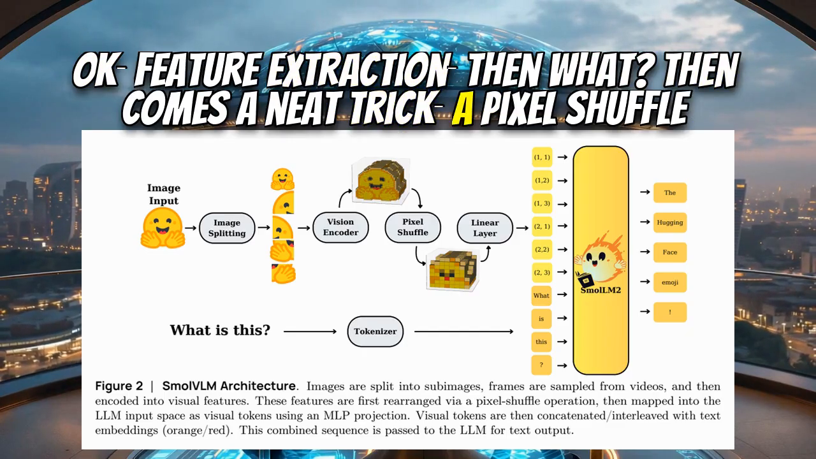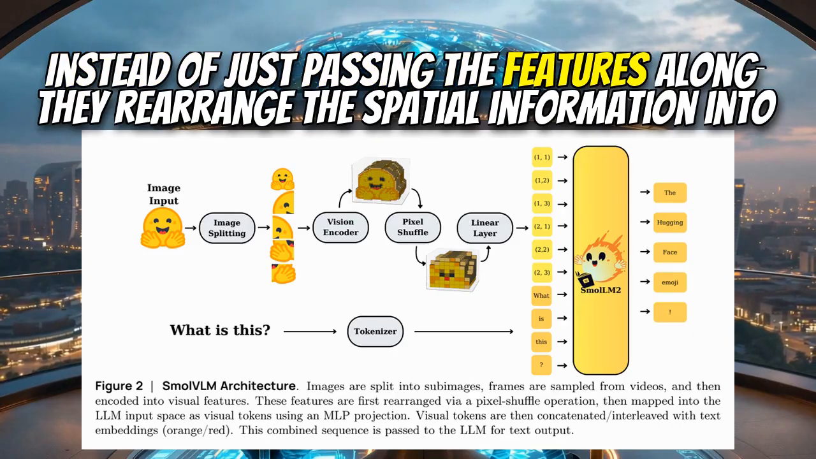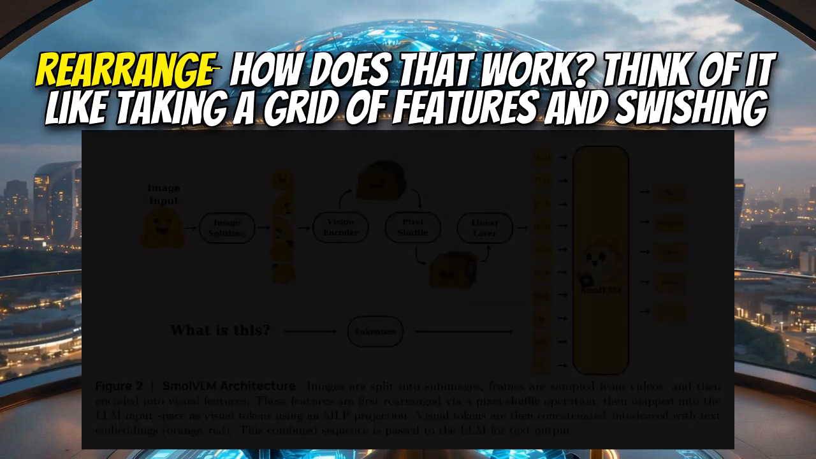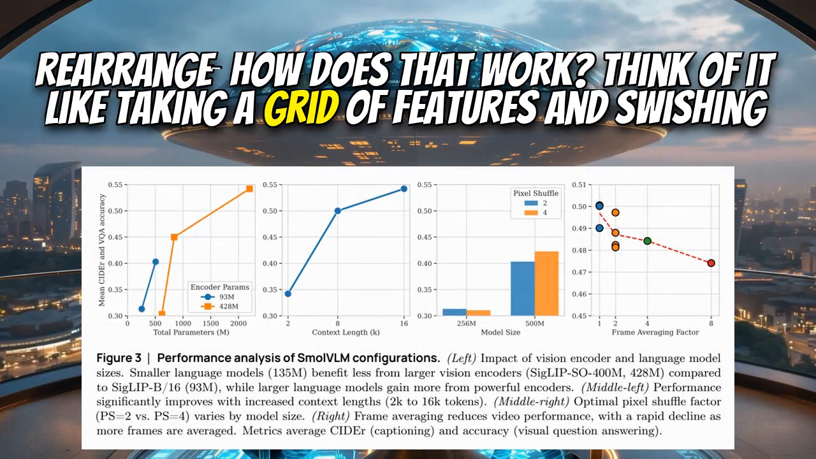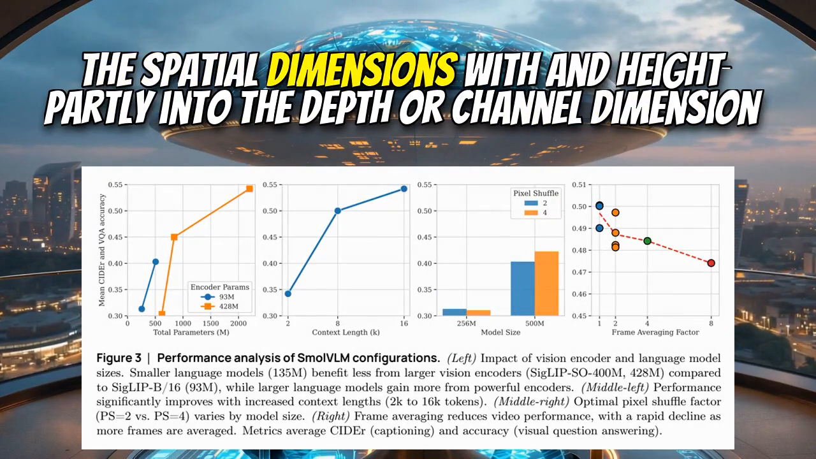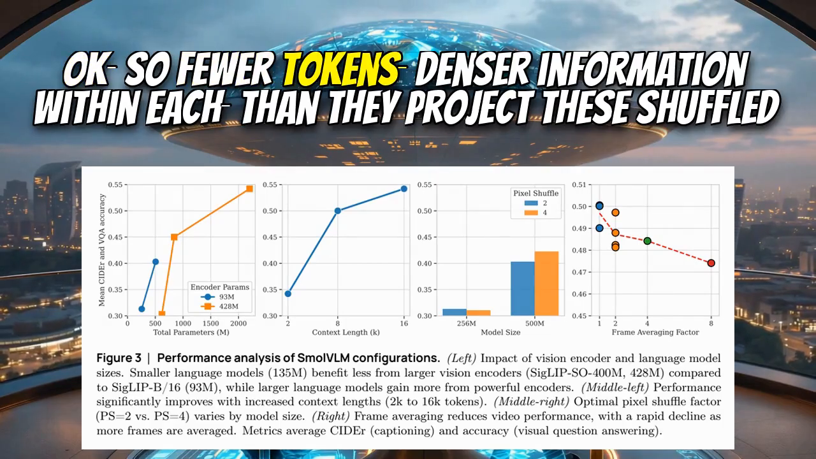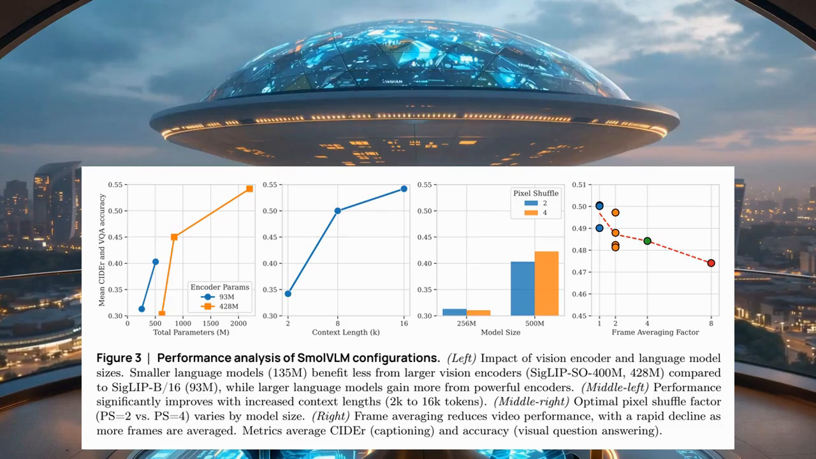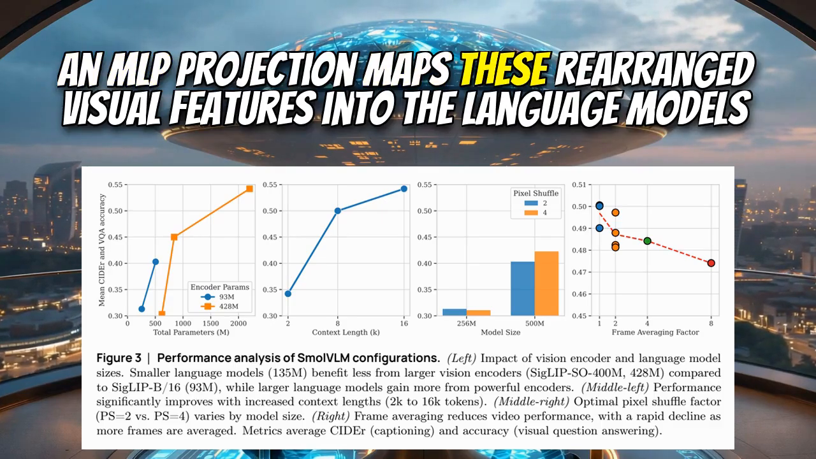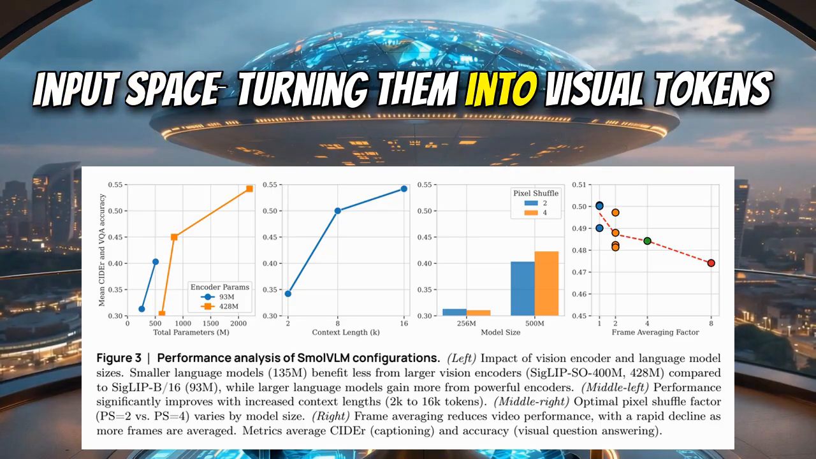Then comes a neat trick, a pixel shuffle operation. Instead of just passing the features along, they kind of rearrange the spatial information into the feature channels. Rearrange. How does that work? Think of it like taking a grid of features and swishing the spatial dimensions, width and height, partly into the depth or channel dimension. It makes the representation denser per token, but reduces the total number of tokens. Okay, so fewer tokens, denser information within each, then they project these shuffled features. Right. An MLP projection maps these rearranged visual features into the language model's input space, turning them into visual tokens.